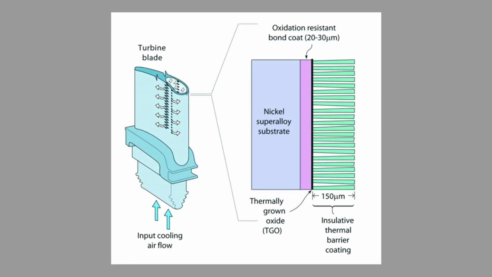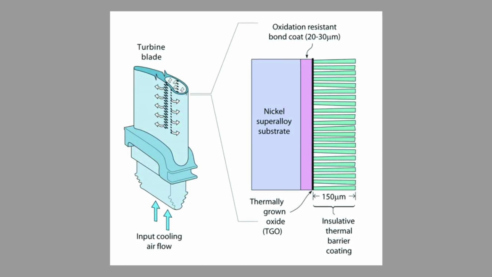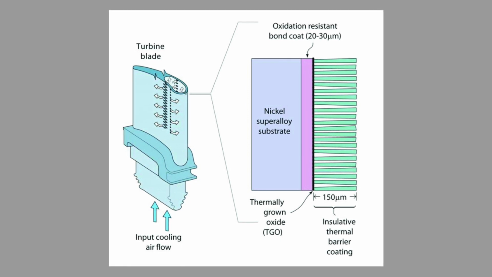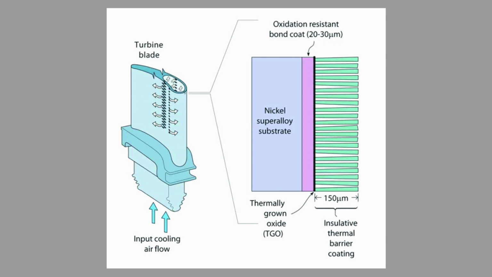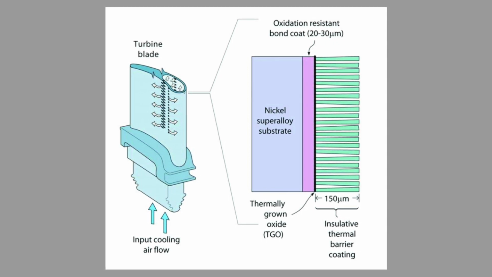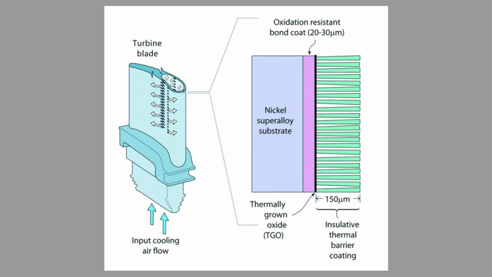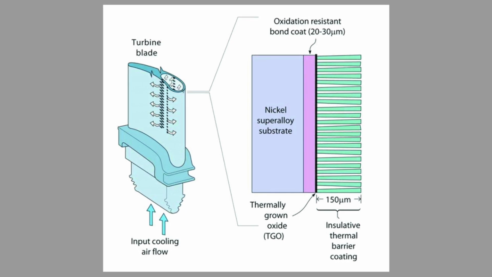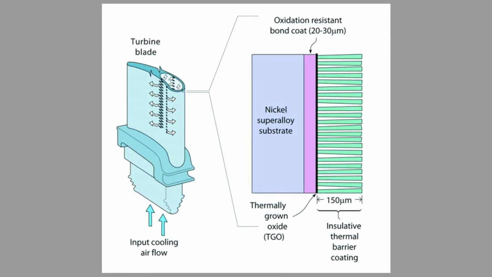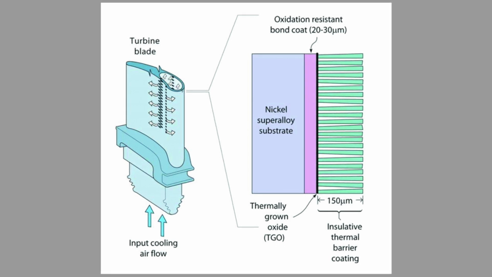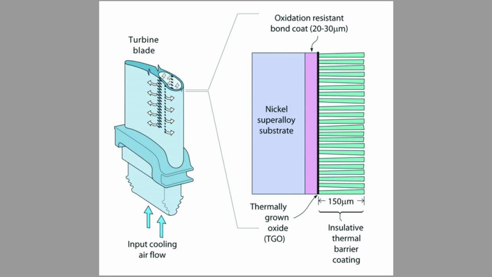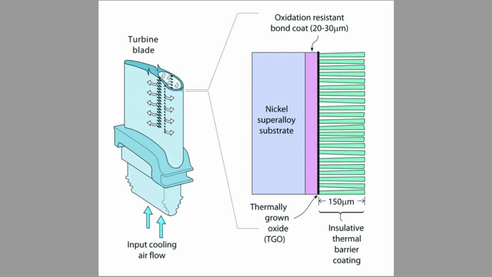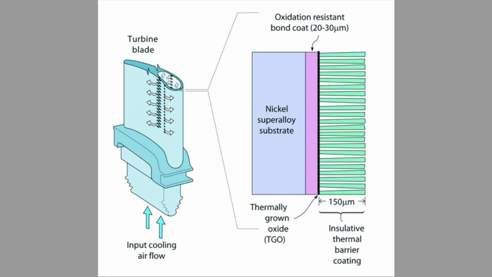Second is a thermally grown oxide layer, which is formed by oxidizing the aluminium found on the bond coat surface. This prevents further oxidation beneath the coating and reduces the chance of crack formation and erosion. The third layer is a thermally insulating ceramic top coat. It is a low thermal conductivity ceramic with good high temperature stability. It is this layer which provides the insulation. A 200 micrometer coating can reduce a superalloy surface temperature by up to 200 degrees Celsius.